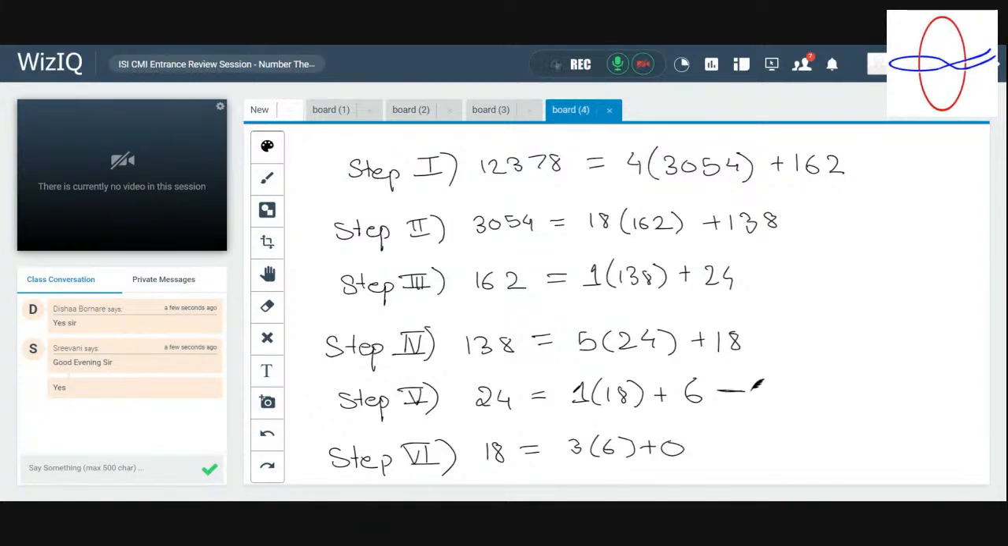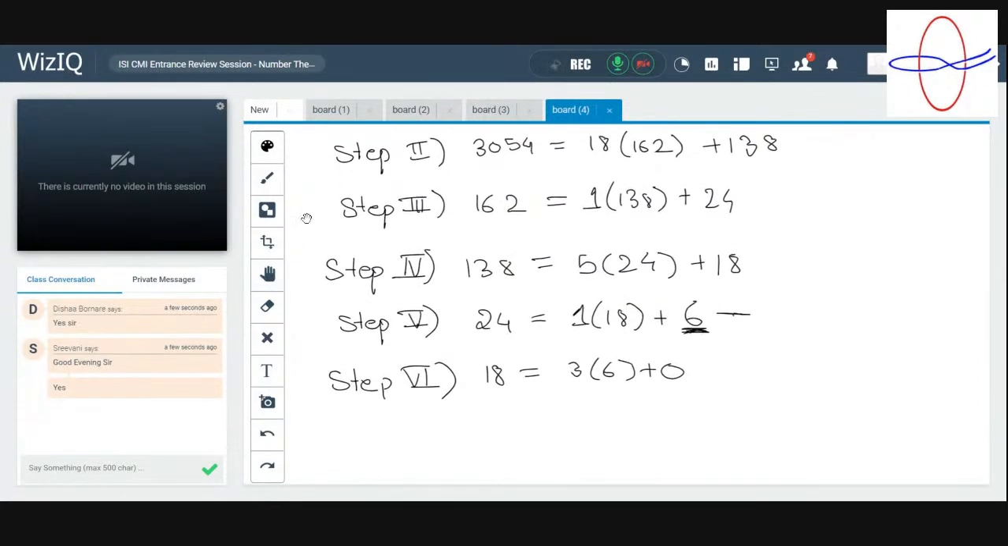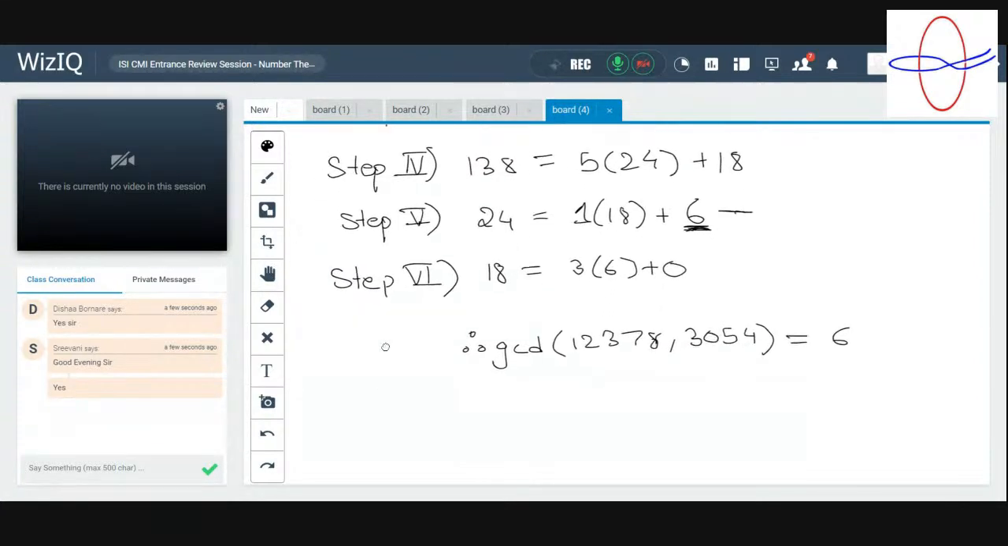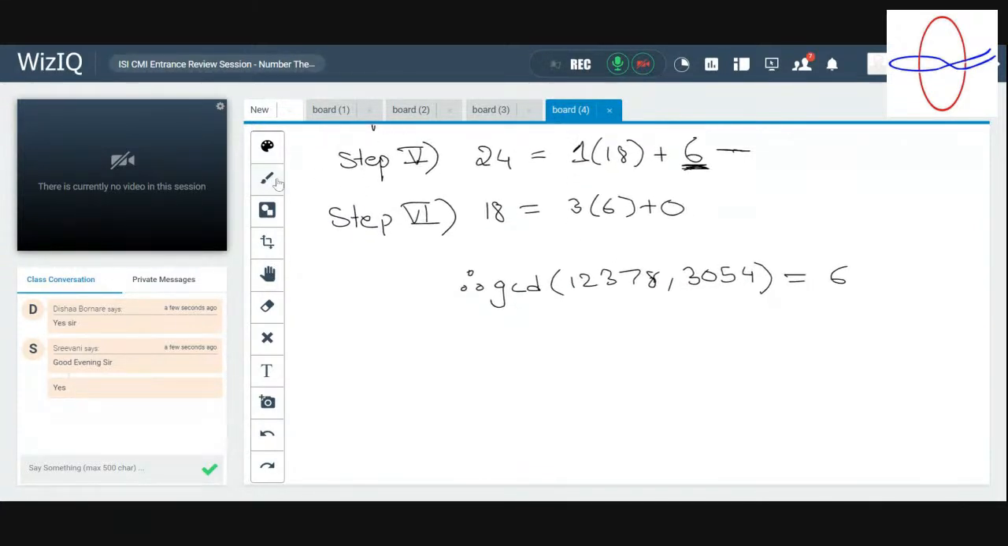So I look at the step above and the non-zero remainder there. So now I know what the GCD was. The GCD of 12378 and 3054 is 6. Now I wanted to find x and y such that that linear combination was equal to the GCD. So now we reverse engineer.